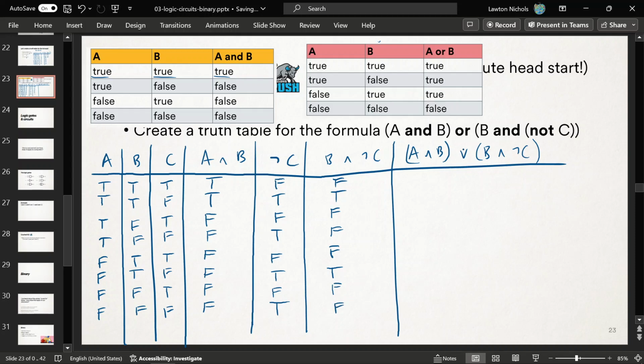Okay? And then for the last one, I just take these two guys, which I made, and I OR them together. All right, so it's true if any of them are true. So true ORed with false. Cool, that one's true. True OR with true, yeah, that works out.